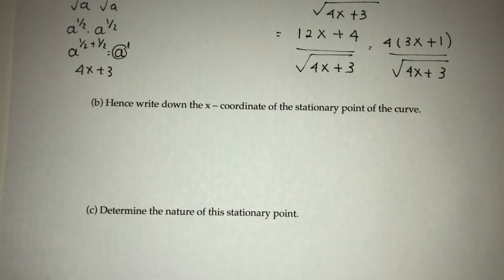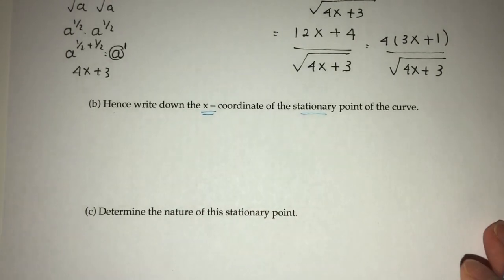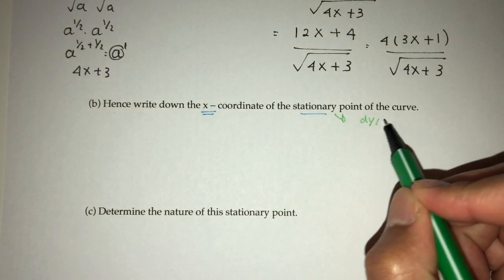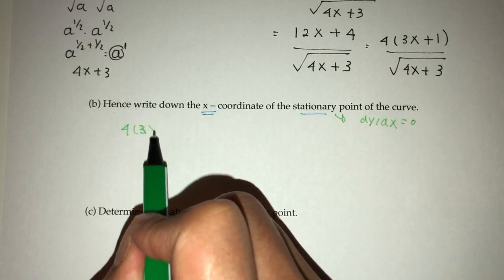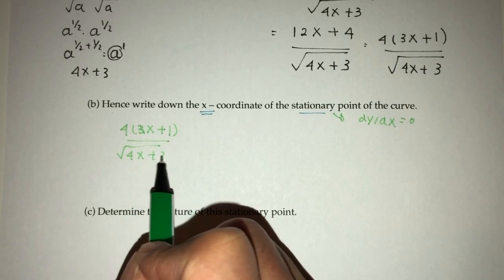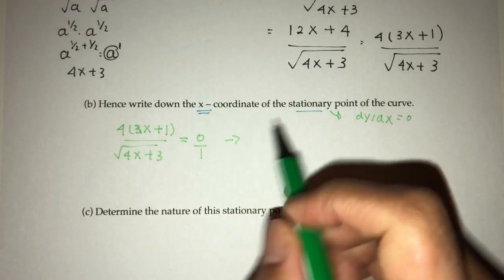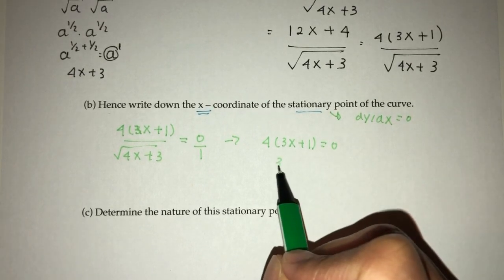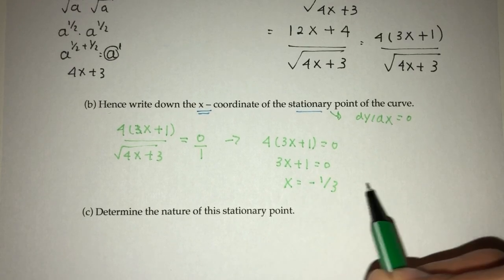Now for part B, hence write down the x coordinate of the stationary point of the curve. So you must know, at the stationary point, dy by dx equal to 0. So we have 4 times 3x plus 1 over root of 4x plus 3 has to be equal to 0. Now 0 is 0 over 1. We can cross multiply. You will have 4 times 3x plus 1 equal to 0. So 3x plus 1 equal to 0. x will be minus 1 over 3 as your answer.